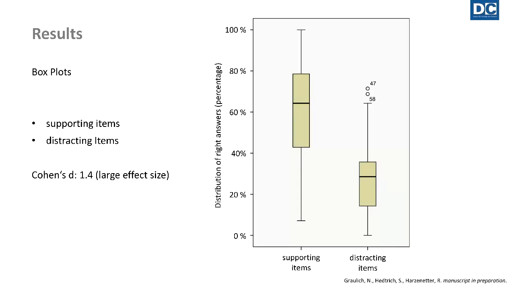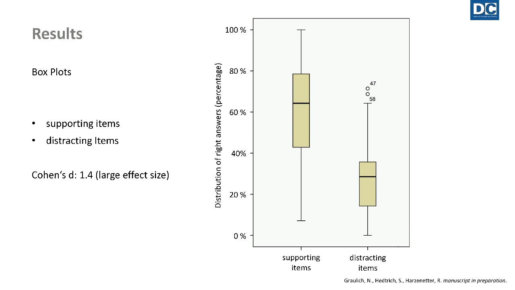So when we look at the results, when we compare the different types of items, so the supporting item and the distracting item, we can see there's a large difference between the answering patterns that we found in the study. You can see the students have no problems, or not so many problems, with answering the supporting items correctly. But when we look at the distribution of answers for the distracting items, you can see that it's quite lower than for the supporting items. So we have a large significant effect, and the Cohen's d value of 1.5 also shows a large effect size between the two different types of items.